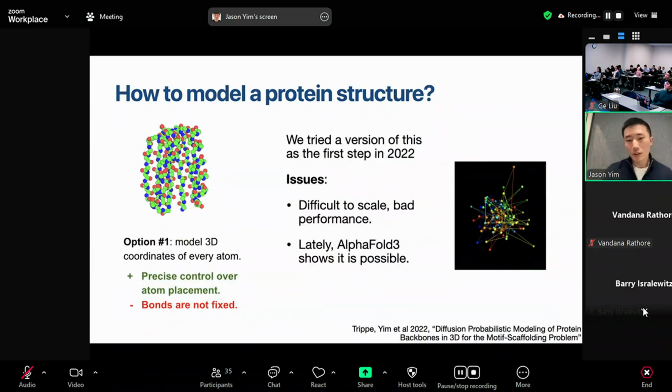Okay, so to start off, before you think about general modeling, you have to think about how do I even want to represent a protein structure? And this is not a trivial question with a direct answer. There's this one option where if you model every protein as 3D coordinates, then you can just do Gaussian diffusion and let them move around and then try to denoise that. This lets you have good control over where the atoms go, but then the bonds are breaking and so you're losing the physical intuition of what makes up a protein.